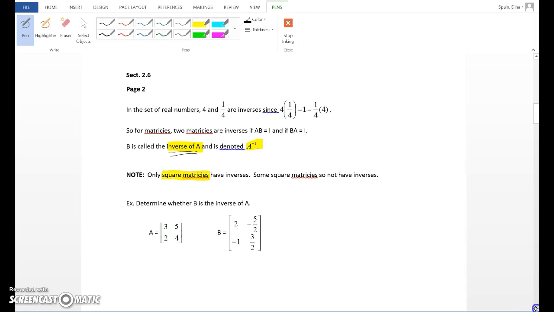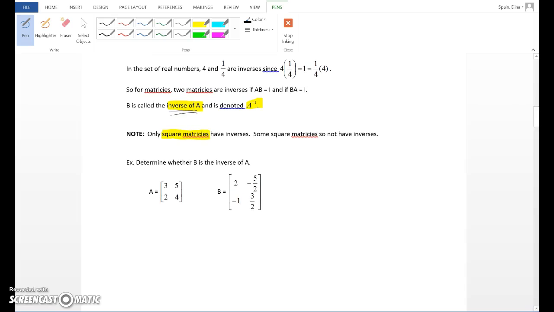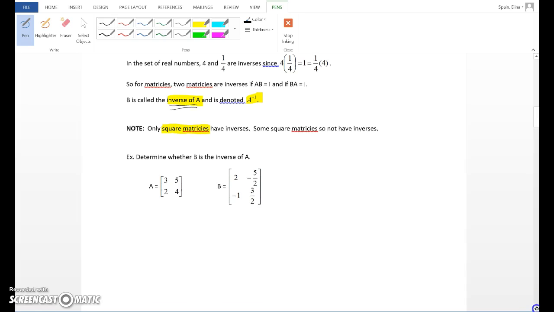All right, let's look at this example, and we've got a matrix A and a matrix B. Here we're going to determine whether B is the inverse of A, whether these are inverses of each other. To do that, we're going to have to multiply these two together. Let's do A times B.